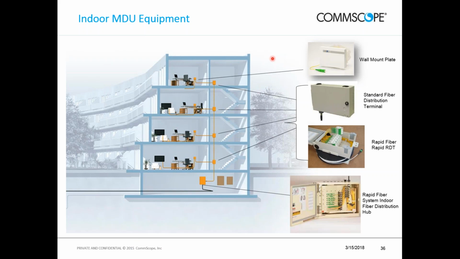I want to talk about indoor MDUs, the types of equipment that fit in there, and this is again just a 30,000-foot view of a typical MDU. We're going to have our fiber distribution cabinet in the basement or the ground level. Then on each floor above it, in the riser closet, most typically, we're going to have a fiber distribution terminal. From that terminal, we're going to run our drop cables to the individual residences.